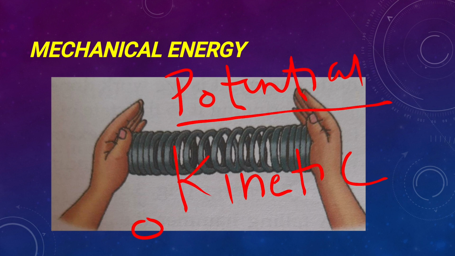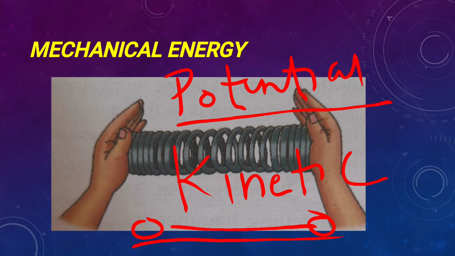When the body is in motion, if it is moving, it will possess kinetic energy. So just remember that potential is related to position, that means at height or a change in shape, like a spring that is compressed in this case, so this will have potential energy. And kinetic, when the body is in motion, it will have kinetic energy. So you just have to remember this: position means potential, kinetic means motion.